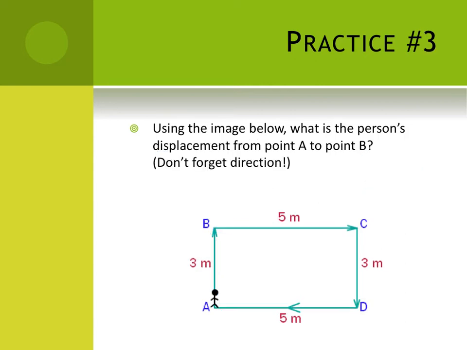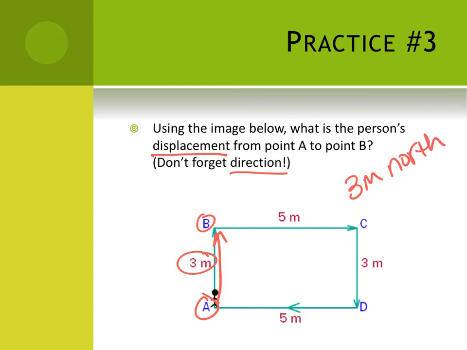Next problem. Number 3. Using the image below, what is the person's displacement from A to B? Displacement, again, is a vector quantity, so we need a direction. So we're still going from point A to point B. So it's still 3 meters. The magnitude is going to be the same, but now I have to specify a direction because it's displacement, and we traveled in the direction north. So 3 meters north. And yes, you would have to include that whole thing for the answer for displacement.